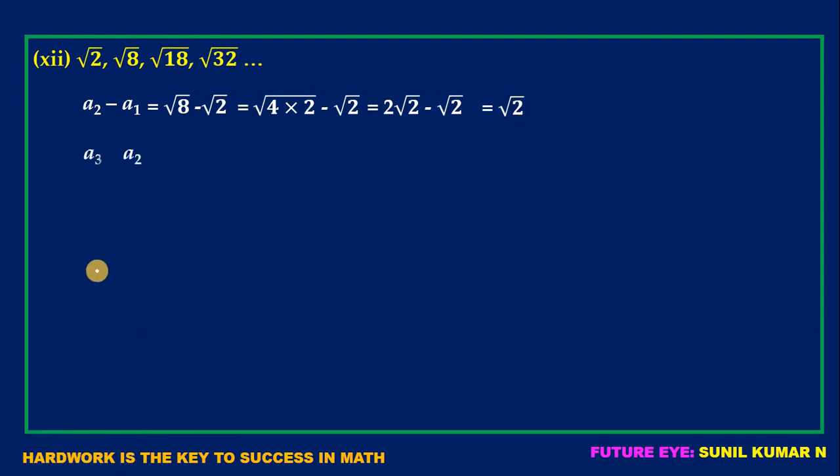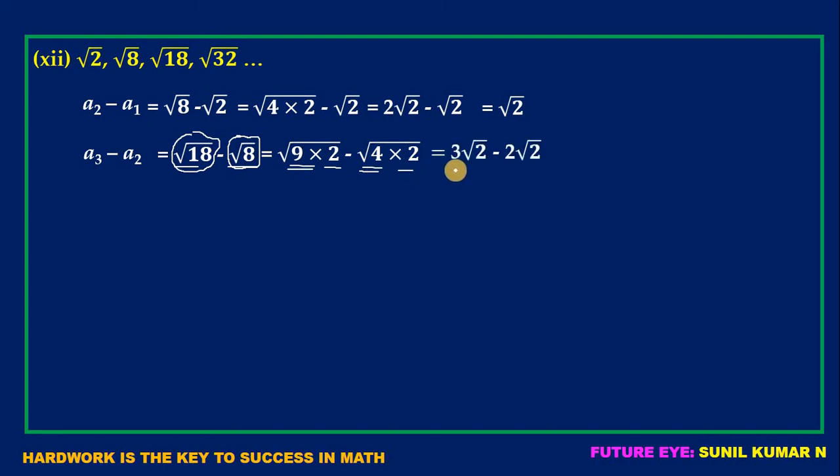Next, let us find a3 minus a2. Substitute values: root 18 minus root 8. Now how can you split root 18, children? You can split it like root 9 into 2. And root 8 also you can split by using a square number, that is 4 into 2. Now root is present for 9. Root 9 means how much will you get? That is 3. And root 2 means root 2 itself. And here root 4 means 2 and root 2 means root 2 itself.